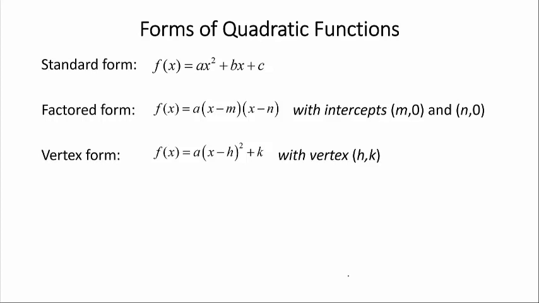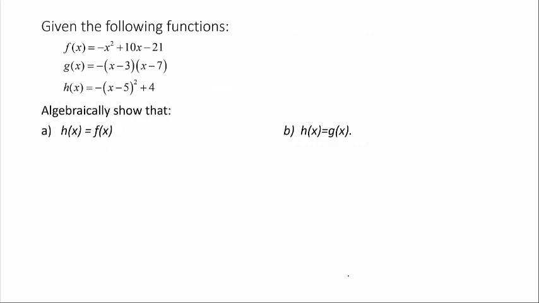Now I want to take a look at something with that example that we just did with the functions f, g, and h. I want to take it away from the graph. Can we algebraically show that h of x, the vertex form, is equivalent to the standard form? Can we show that that's true? And can we take the vertex form and show that it's also equal to the factored form of g of x? Okay, so let's take a look at that.